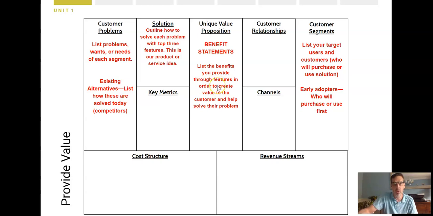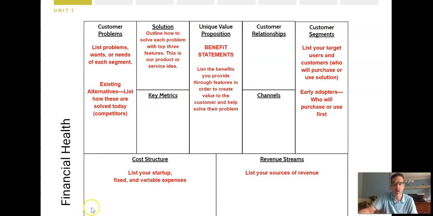You're really showing how you are different, either with your product or service. Cost structure and revenue streams come later in the year, but basically we talked a little bit about fixed costs. We talked a little about variable costs. So in today's assignment, you can tackle this a little bit. It doesn't hurt to think about what some of the costs will be.